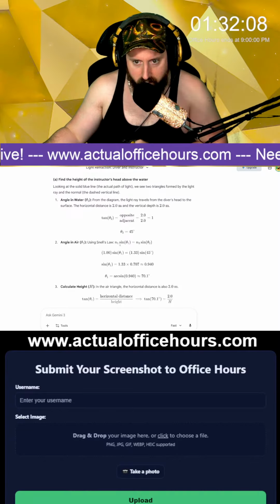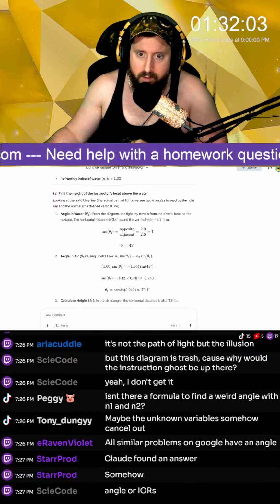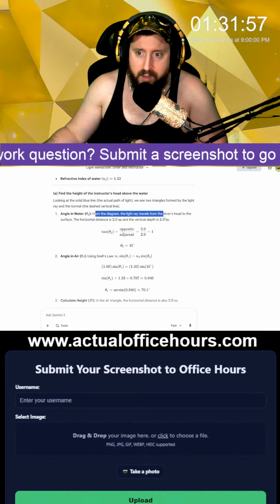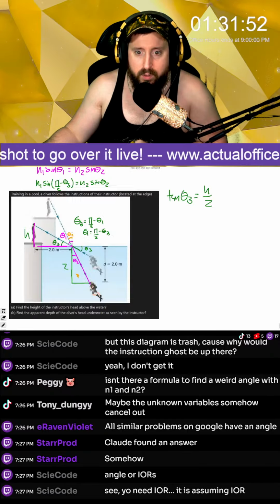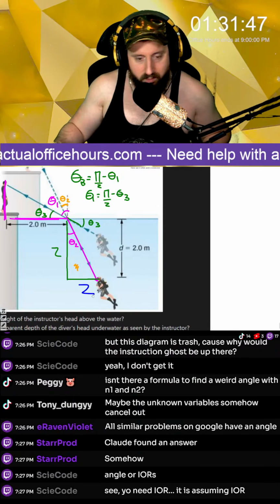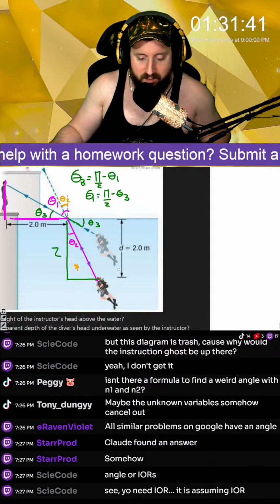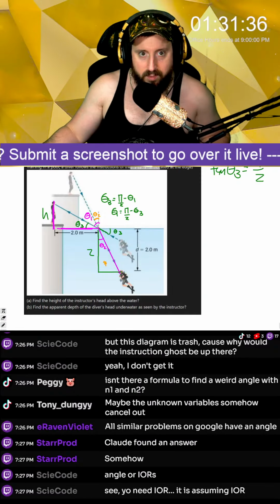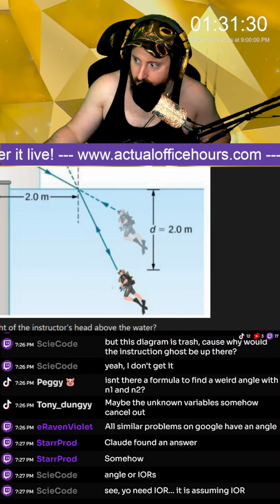Okay, so let's see. So they got the angle is 45 degrees. Where are they getting that 45 degrees? Okay. Angle in the water. From the diagram, the light travels from the diver's head to the surface. Horizontal distance is 2. So, yeah, I have issues with that. If you had told me that this is 2, then we're great. But this doesn't tell me that this is 2 meters. That is not apparent in this diagram, no? Am I crazy? They don't tell me where this person is horizontally.